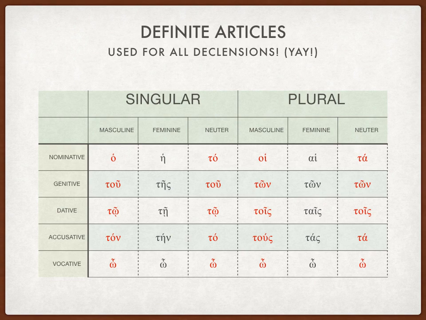Now, let's go through the neuters. Ta is the nominative singular definite article for the with a neuter noun, ta. Genitive is the same, tu. Dative's the same, to. But remember, with neuters, the nominative and the accusative are the same, so I'm just going to copy and repeat ta. It's pretty simple, right? When it goes to the plural, we saw alpha used as the ending before. It's the same thing with the definite articles. If I want to say the beautiful trees, I'm going to say ta dendra kala, ta, ton, tois, and ta in that order.